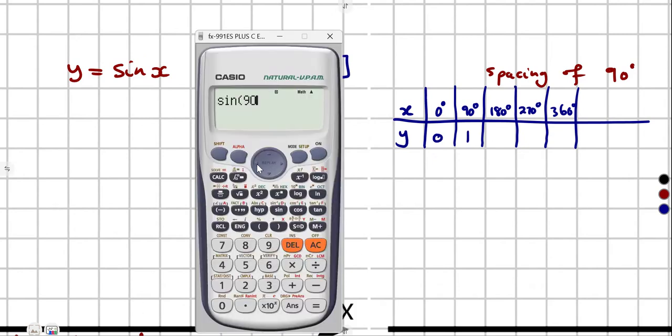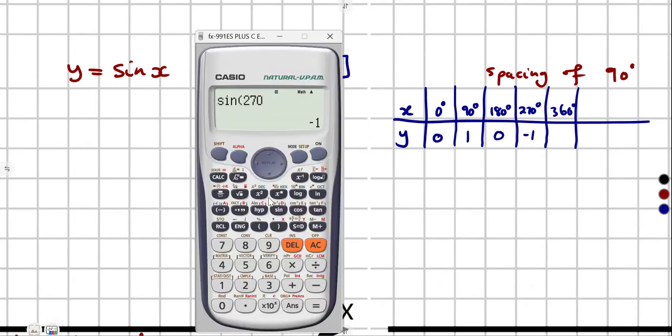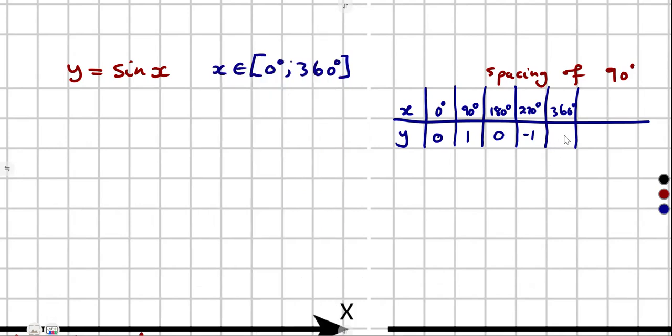180 degrees, 180, that's a 0 there. Then we have got 270, all right, 270, which is -1. 360, all right. Let us just quickly have these ones. 360, that's what? A 0. So this is what you're going to have.